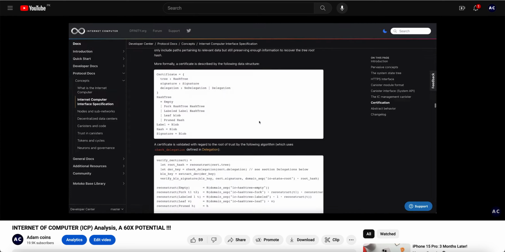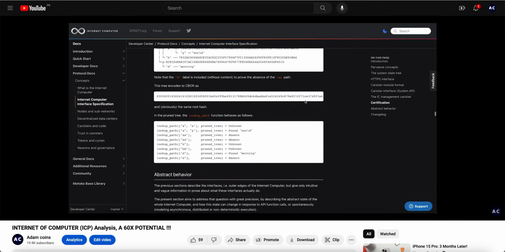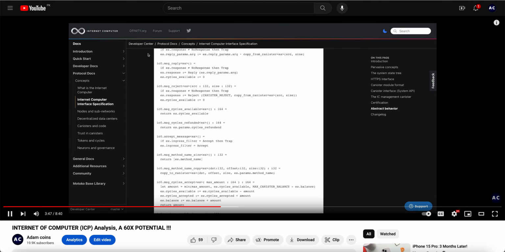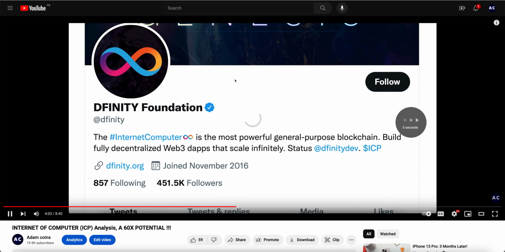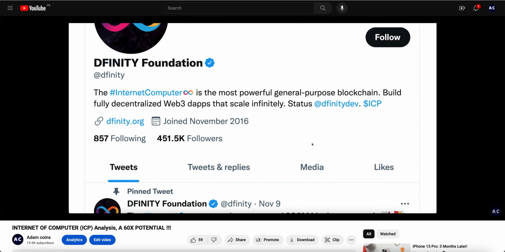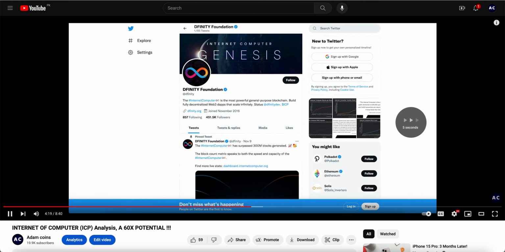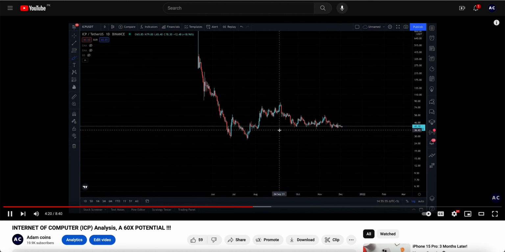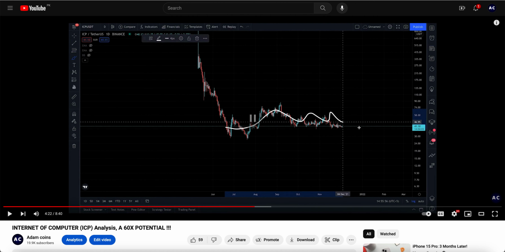This coin is a gemstone, and that's only one phase of the DFINITY Foundation. You can see 450,000 followers. It's been accumulated, guys. People are buying and selling. Right, so that was one video from 2 years ago.